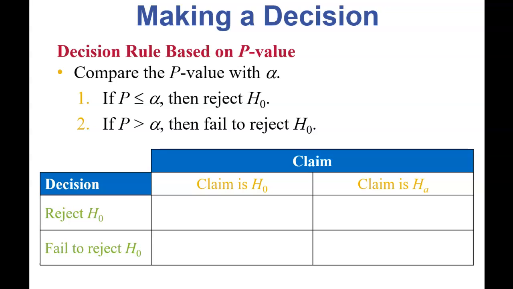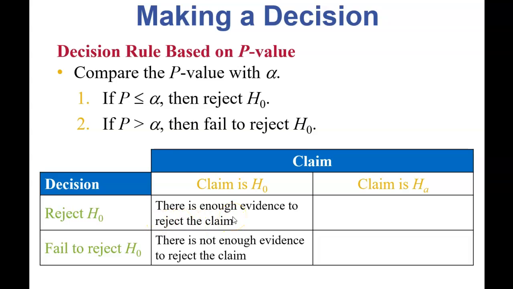Okay, let me click this here. So when your null hypothesis is your claim and you reject your null hypothesis, how do you say that? There is enough evidence to reject the claim. When your null hypothesis is your claim and you fail to reject it, what would your terminology be? There is not enough evidence to reject the claim.